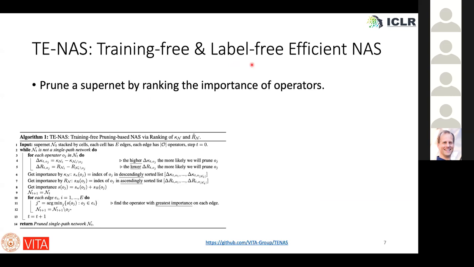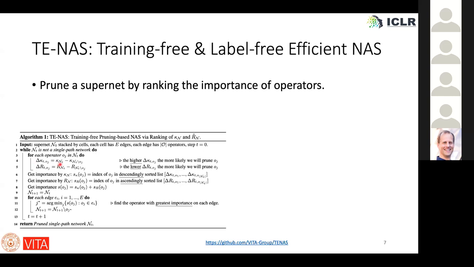In our work, we formulate the NAS problem as a pruning approach. We try to prune the supernet step by step, and eventually we get a single path network at the end of the search. During the pruning process, we rank the importance of the operators in each pruning step. For a quick overview of the algorithm, each time we prune the supernet, we calculate the importance of each operator, defined by measuring the difference of both the NTK condition number and the number of linear regions before and after removing this operator.